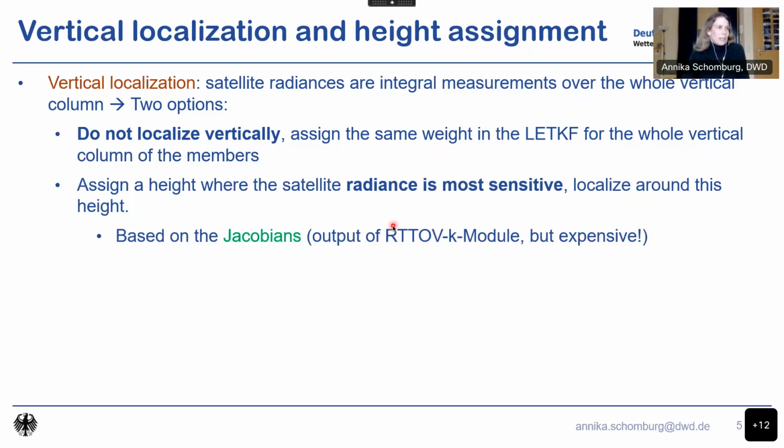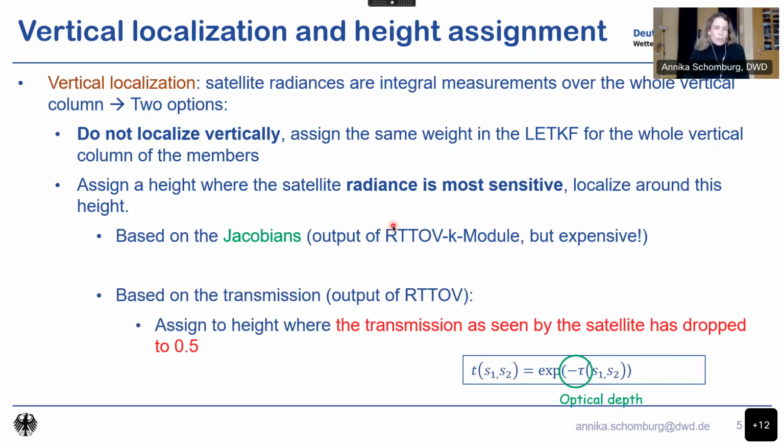This can be done based on the Jacobians, because in the infrared regions we have these sensitivity functions as output of the RTTOV-K module, which is a special module of the forward operator. However, this is expensive for operations. So there's another option that we chose here, which is based on the transmission. The transmission is the standard output of the forward operator, and we assign the height around which we localize to the height where the transmission as seen by the satellite has dropped to 1/2.